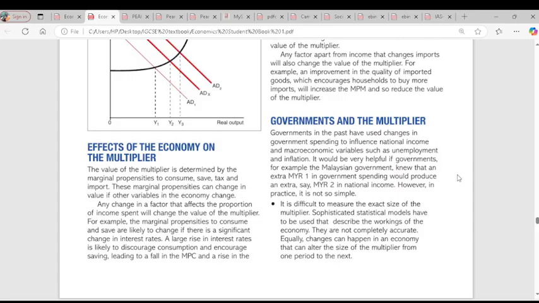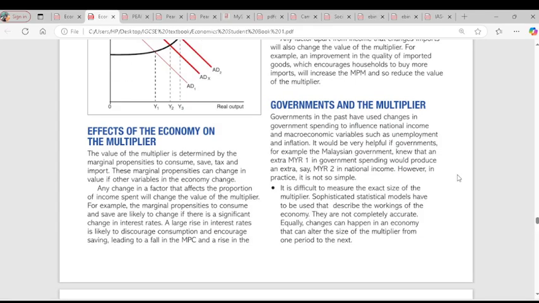And the last one, governments and the multiplier. Government uses changes in government spending to influence national income and macroeconomic variables, such as unemployment and inflation. An increase in government spending on investment, which could lead to an increase in employment, will bring about an increase in the multiplier. Listen, we said multiplier occurs because we have increased our income. That brings about extra income, right? That is multiplier. So if government is spending, maybe subsidy.